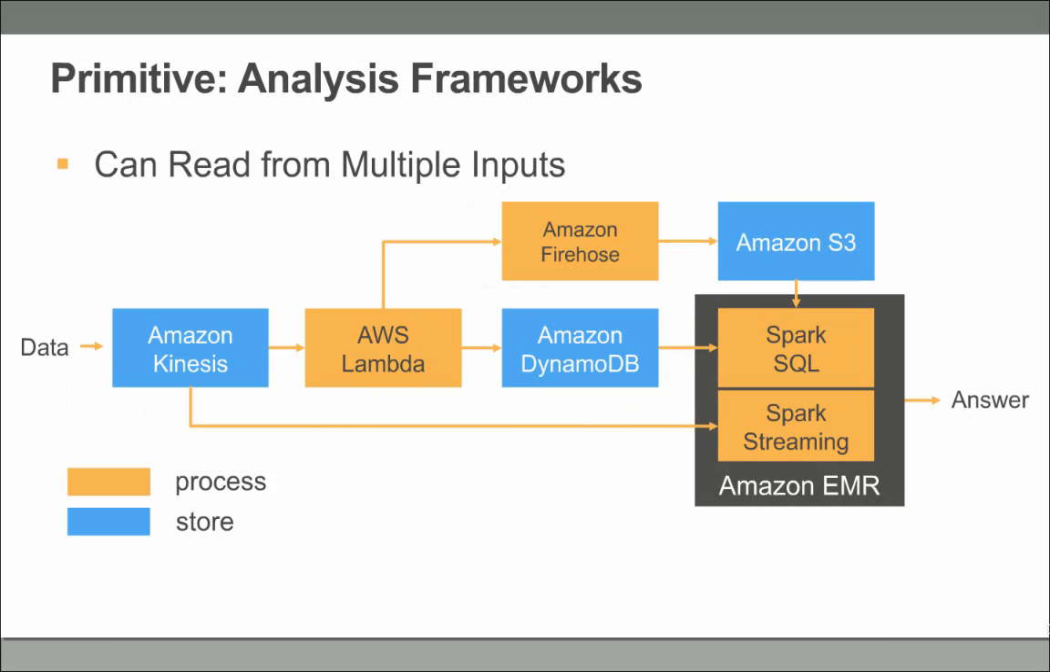Building further on our blocks, you can see that we can then attach analysis frameworks to these multiple streams. In this scenario, we have data flowing into Kinesis, allowing AWS Lambda to read from that stream and then populate both an Amazon Firehose as well as DynamoDB. This allows for our EMR cluster to take real-time data from Kinesis using Spark Streaming and then blend that data with historical data in our data lake stored in S3 and DynamoDB to provide us with critical real-time insights.